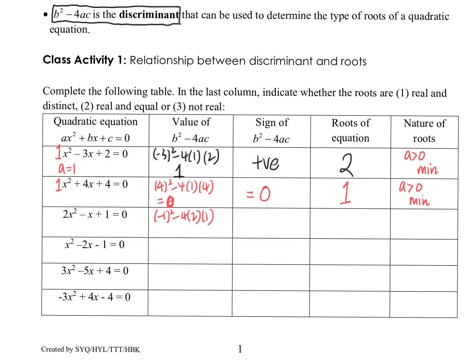This one you already should be expert at. 1 minus 8, so negative 7. This means calculating D. If it's negative, how many roots do you have? 0, no roots. Is this maximum or minimum? Minimum. Next, 4 plus 4, 8. So it's positive. 2 real roots. Again, this is minimum. So boring.